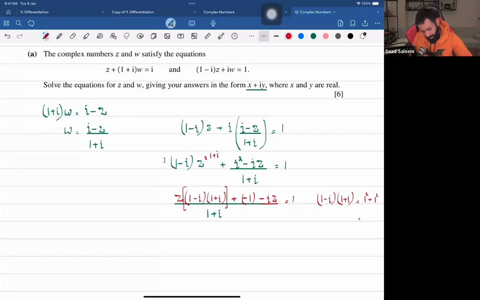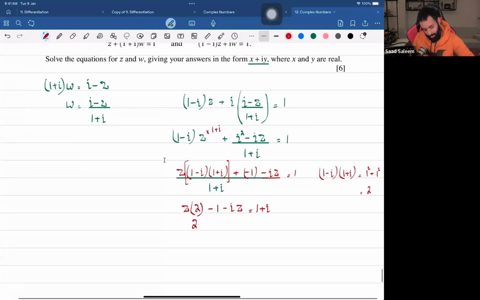Okay. So this is equal to what? This is equal to 2. And what's b? B is basically the coefficient of the complex part. Now, so we have z times 2 minus 1 minus i z, which is equal to, if we cross multiply, we have 1 plus iota.